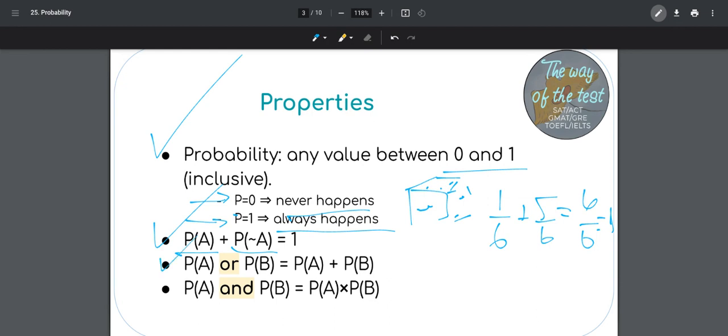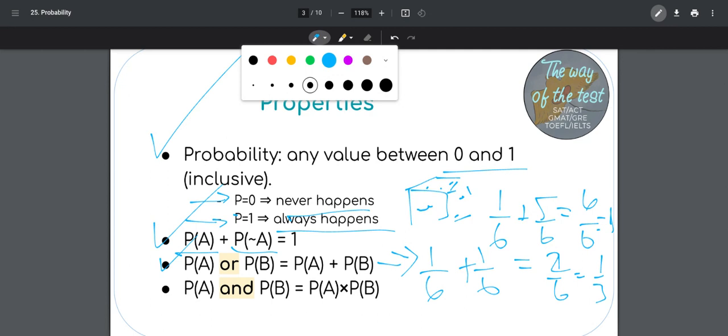3. Probability of A or B is equal to probability of A plus probability of B. Okay, so what is the probability of getting a 1? 1/6. What is the probability of getting a 2? 1/6. So it will be 1/6 plus 1/6, which is 2/6, which is 1/3.